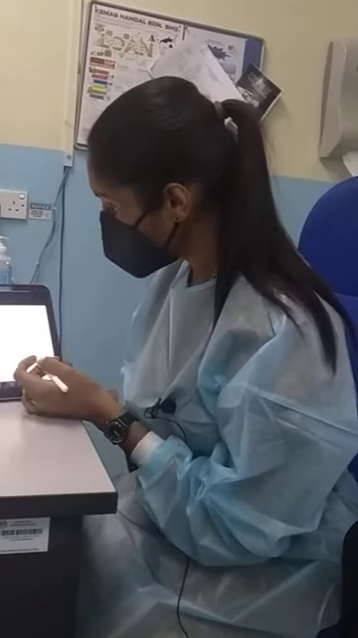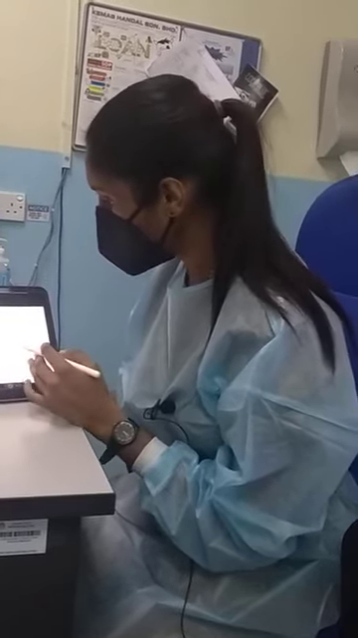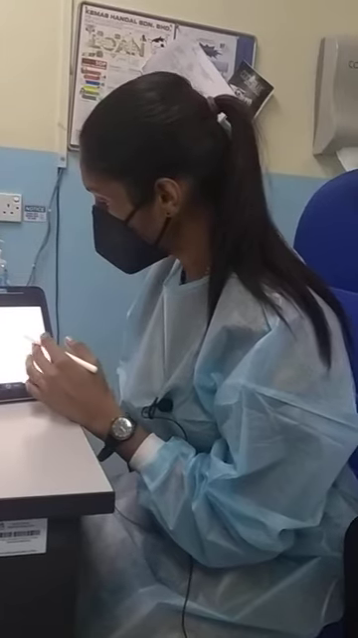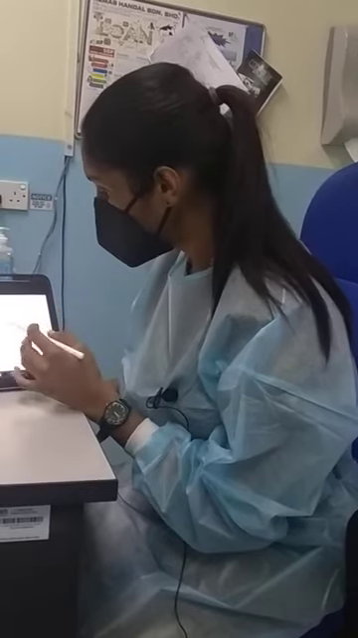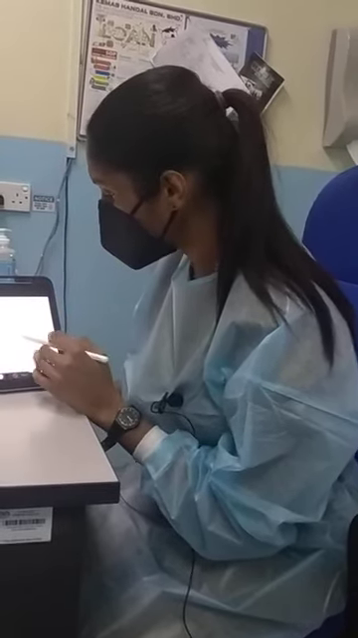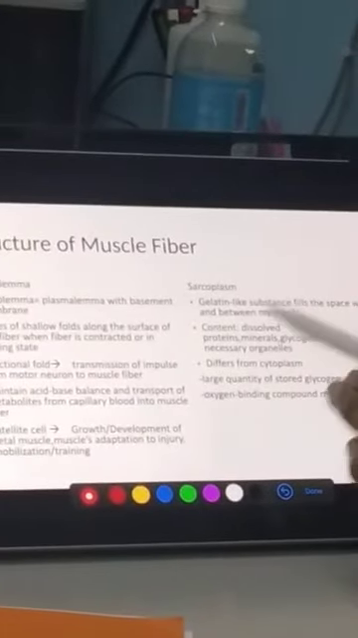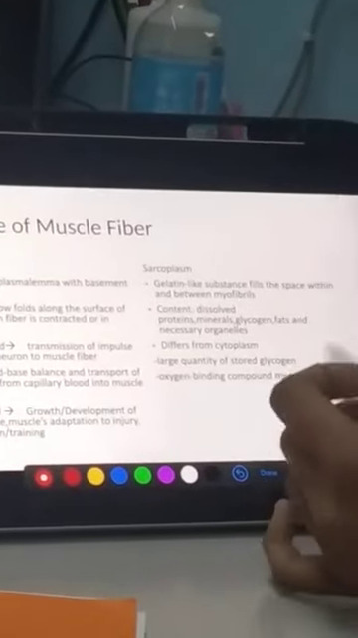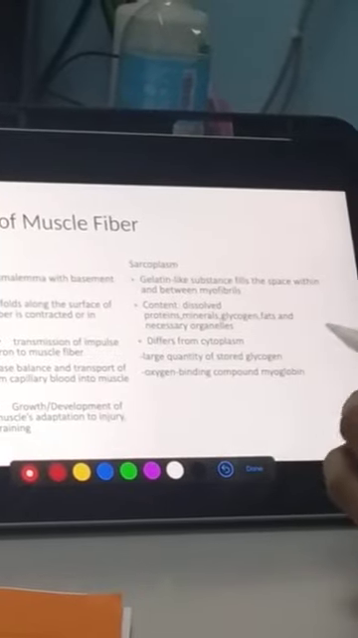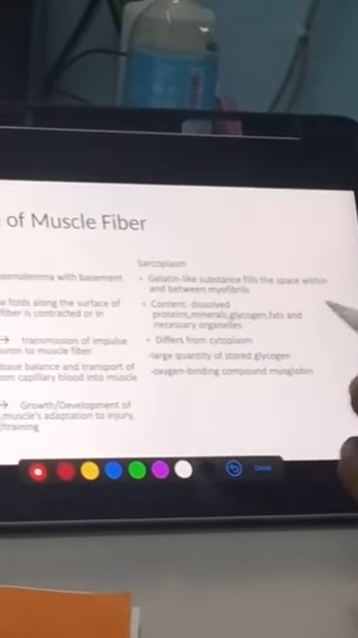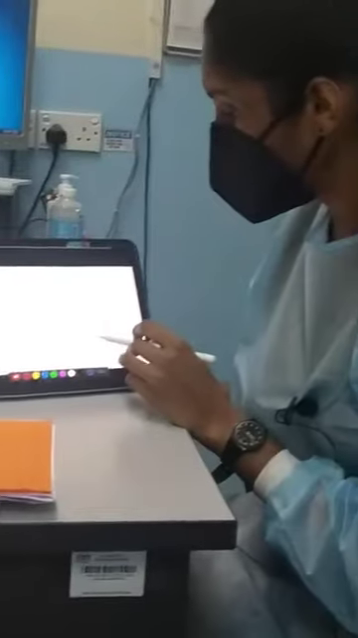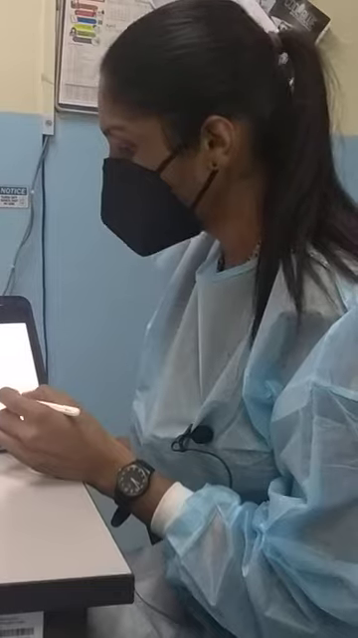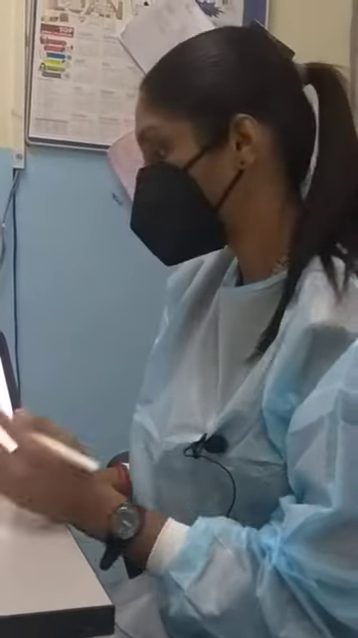Sarcoplasm is a similar kind of cytoplasm. It's a gelatin-like substance that fills the space between and within the myofibrils. All the contents are dissolved proteins, minerals, glycogen, fats, and necessary organelles. What differs from cytoplasm is that it has a large quantity of stored glycogen, and it also has the oxygen-binding compound myoglobin, which works something like hemoglobin.